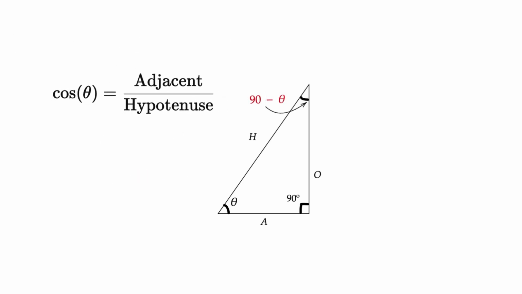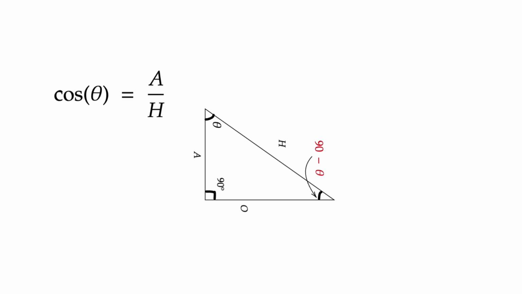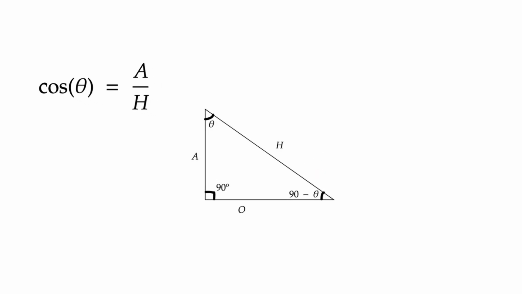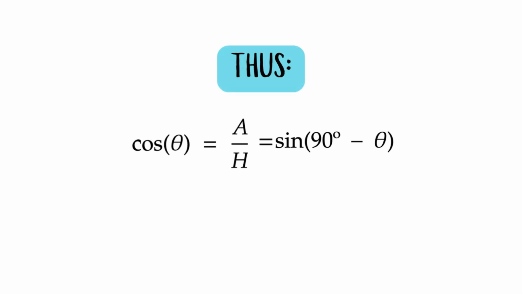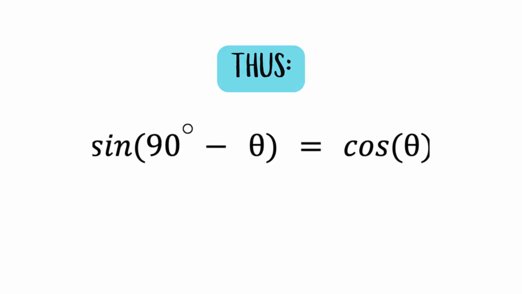Now since the cosine function in trigonometry is the ratio of the adjacent to the hypotenuse, cos θ for this triangle is going to be a over h. Now if we flip this triangle and look at 90 - θ as our main angle, sin(90 - θ) is equal to a over h for the same triangle. Thus, cos θ is equal to a over h, but so is sin(90 - θ). So that means sin(90 - θ) is equal to cos θ.